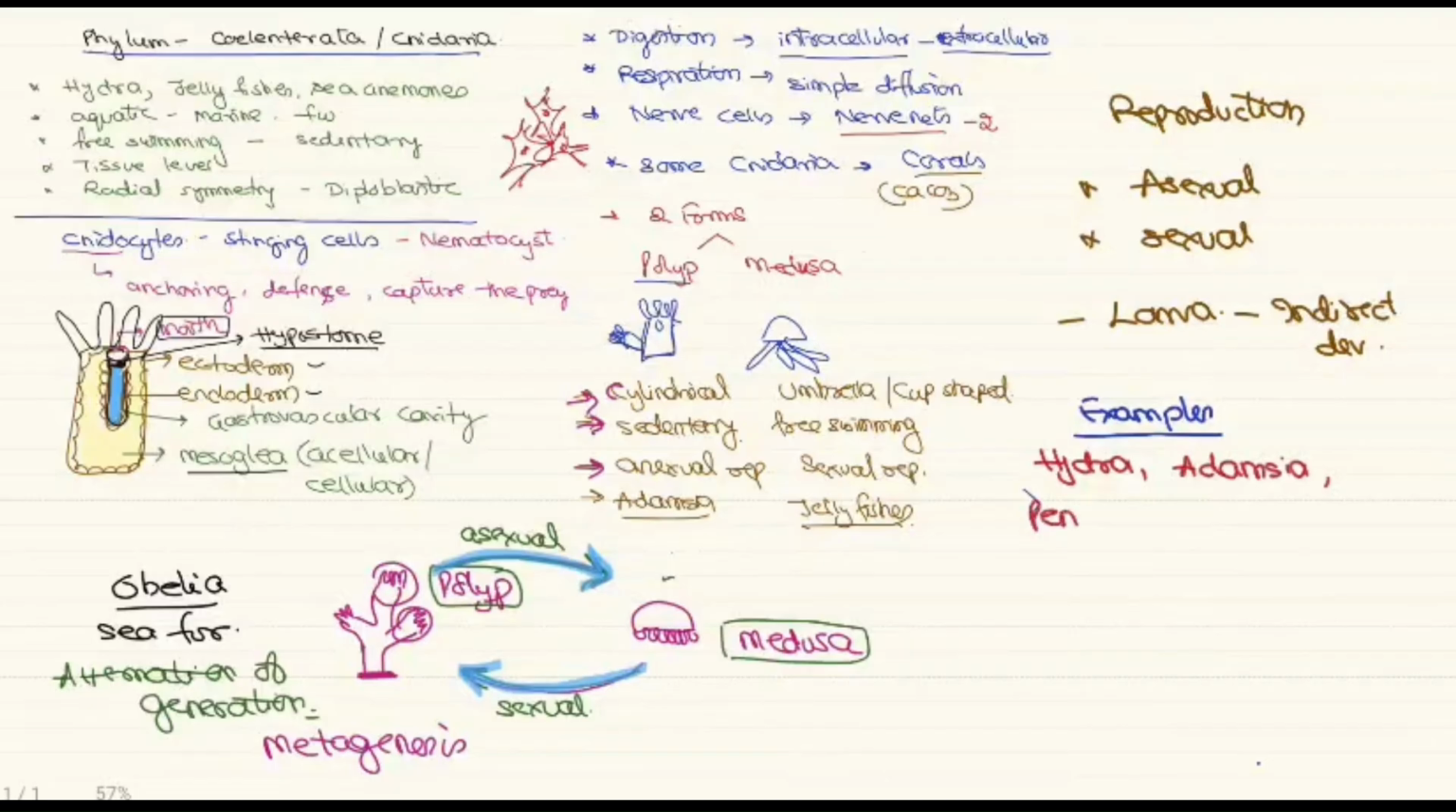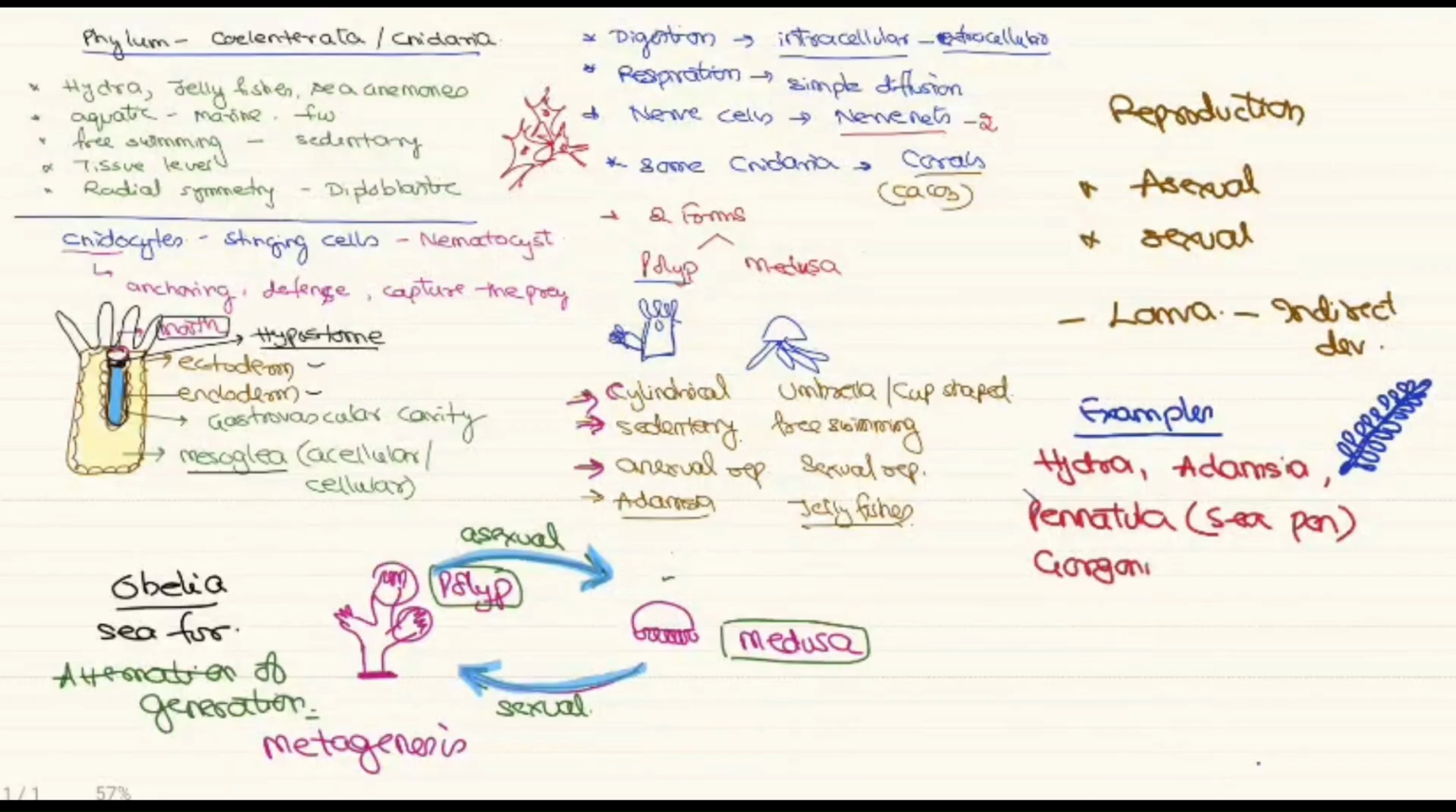A special animal is called Pennatula. Pennatula is a sea pen. It's a colonial form, a very beautiful animal. It appears like this. It's not a feather. It is feather-like. In the olden days, these feathers were used to write, isn't it? So this is Pennatula.